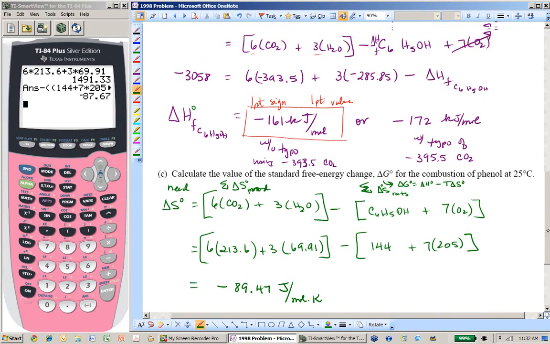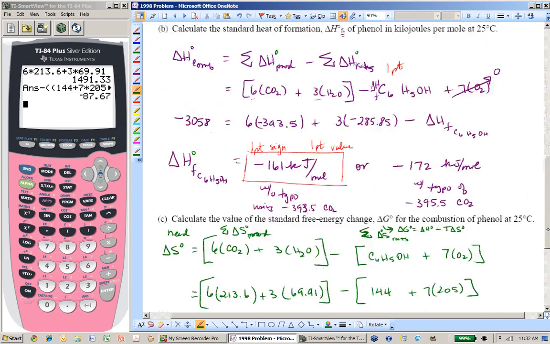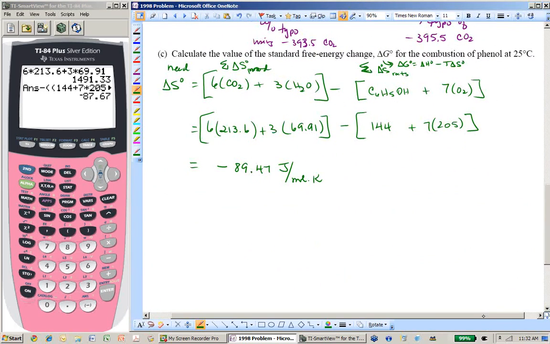Because S's, if we look back up here at the table, are done in joules, while H's and G's are done in kilojoules, and that always wreaks havoc with you in terms of remembering that. Okay, maybe when I said you, I meant me. So I get a negative 89.47 joules per mole Kelvin, but I'm nowhere near finished with this problem. The good news, however, is I do get a point for that. And that was a lot of work for 1 point. Dang it.